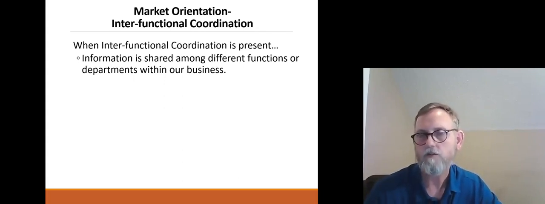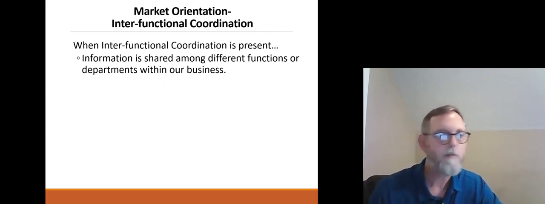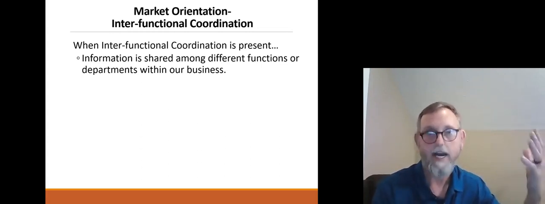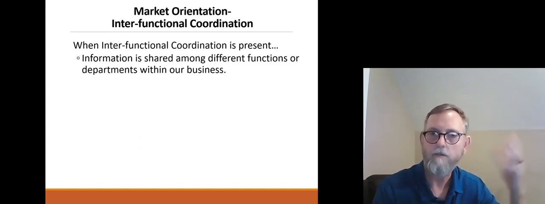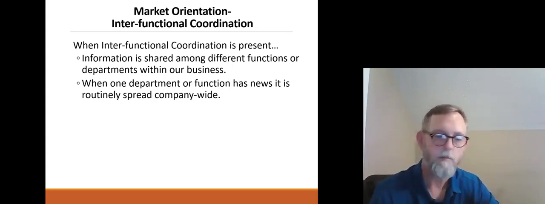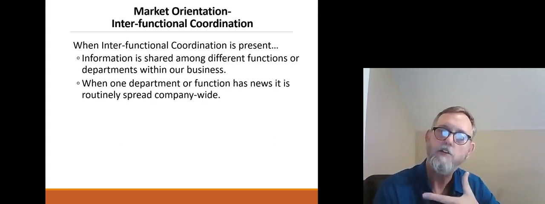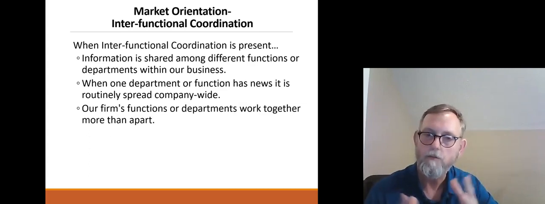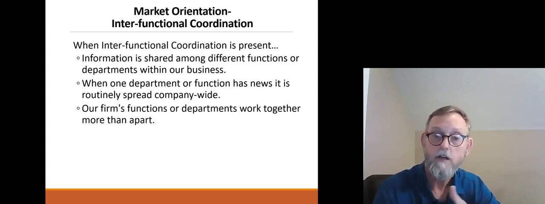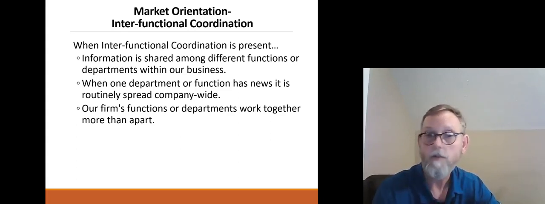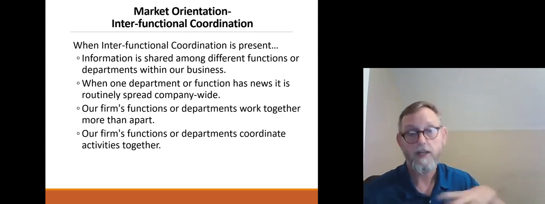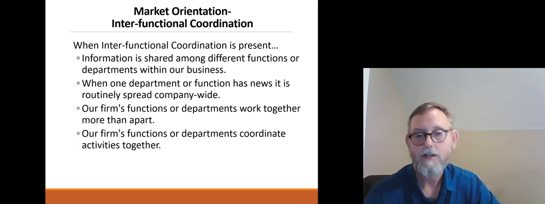All right, and again, we'll wrap this up with the questions that we would ask. These questions mirror what makes an interfunctional firm work. Information is shared among different functions and departments. If you can answer highly on this, like, yeah, absolutely, then that's a good thing. When one department or function has news, it is routinely spread company-wide. So is information or news shared across the company or firm? Our firm's functions and departments work well together more often than they do apart. And finally, our firm's functions and departments coordinate and plan activities together.